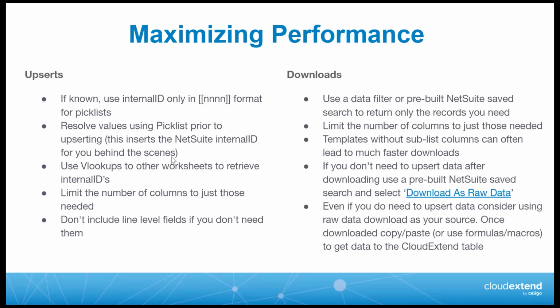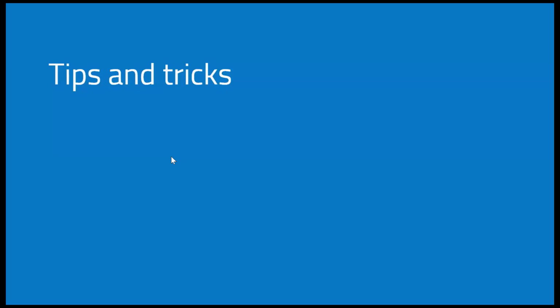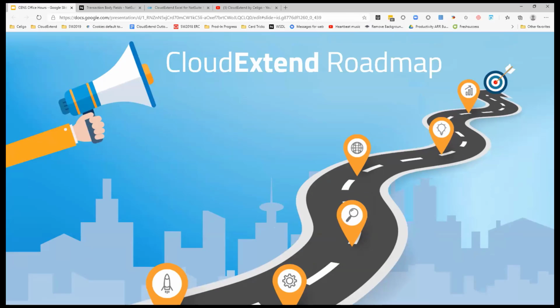And I'm going to go through an example of downloading as raw data later. That's the fastest way to get your data out of NetSuite into Excel. That's what you would typically use for that VLOOKUP idea that I had in the upserts. Okay, so moving on.